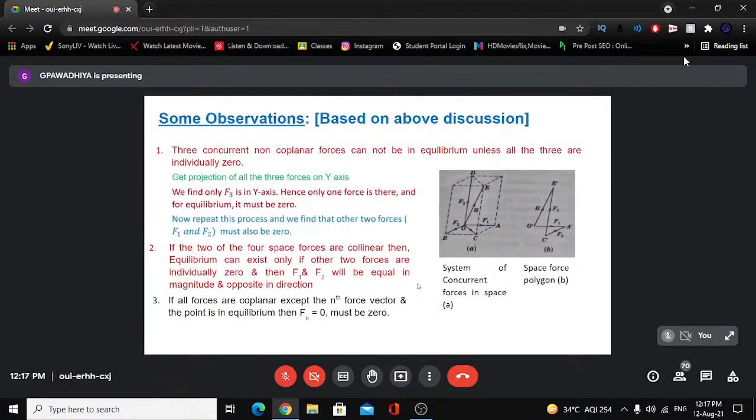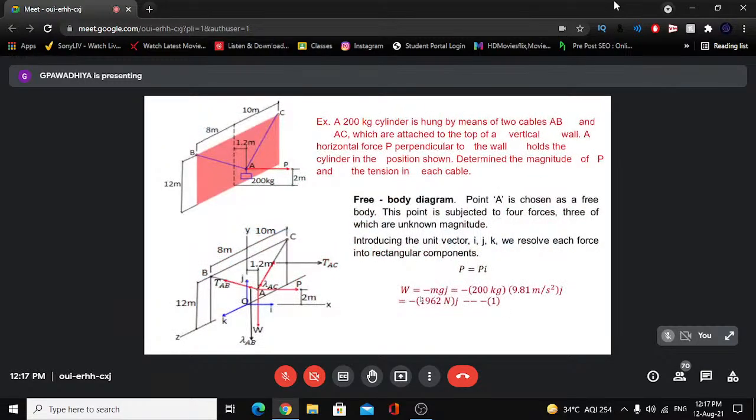Based on these observations, we take the advantage of these kind of understandings later, and we can work out the space truss forces very fast in this manner. We'll attempt some examples and discuss it again. So let's do an example here.